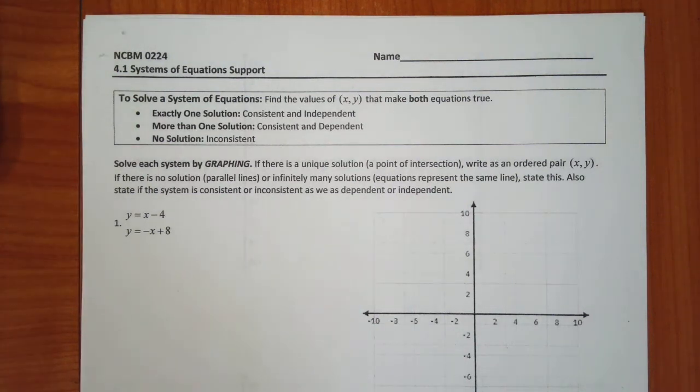This is 4.1 Systems of Equations. We are going to look at systems of two equations and look at different ways of solving them. We're going to solve by graphing, and then two algebraic methods: by substitution and by elimination.